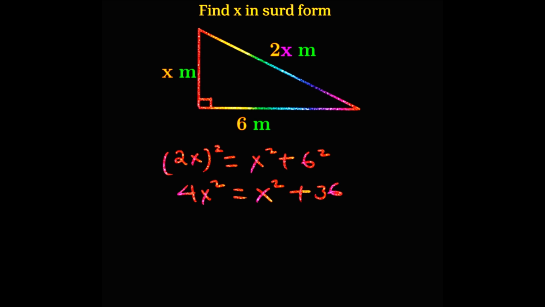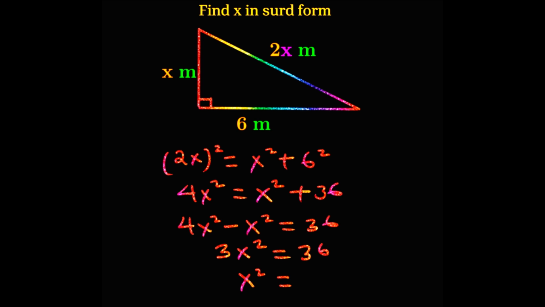So we can collect like terms so that we have 4x squared minus x squared is equal to 36. So this side we have 3x squared being equal to 36. We can divide both sides by 3 so that we have x squared is equal to 12.